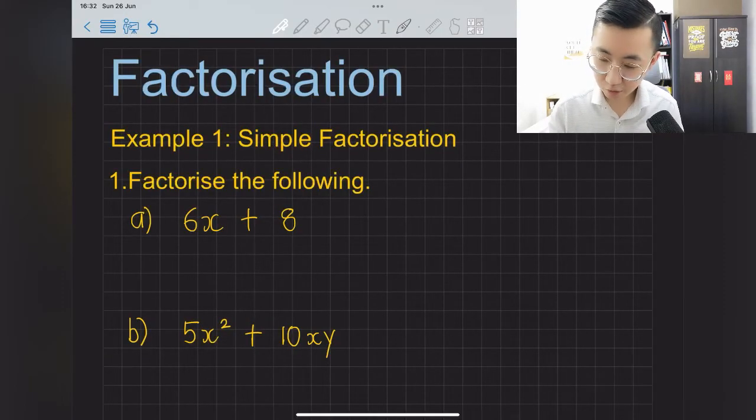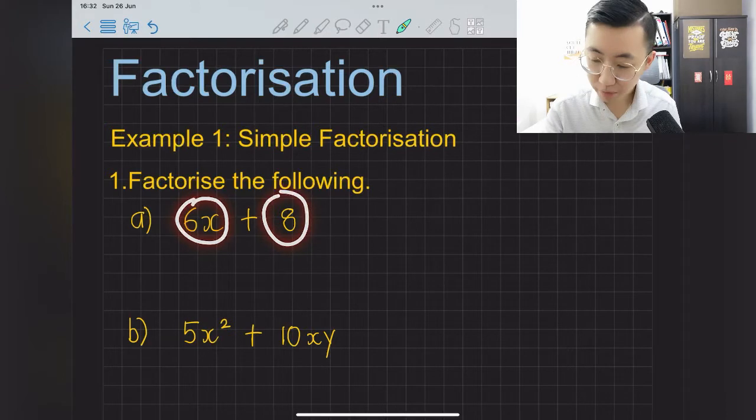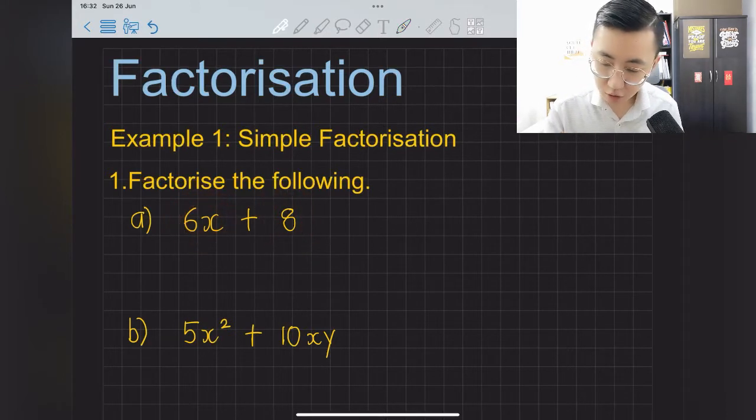Factorize the following. Okay, so when you do this kind of question, you need to find the common term between the left and the right. Whatever terms that you have in common, you need to factorize or take it out. So teacher can see 6 and 8 can factorize 2 out. And then there's nothing else, we have to put a bracket, okay?